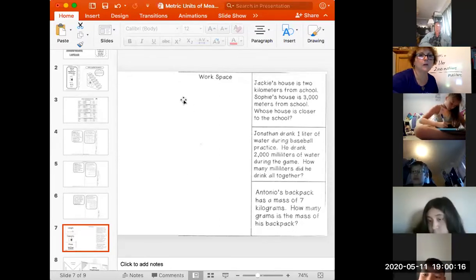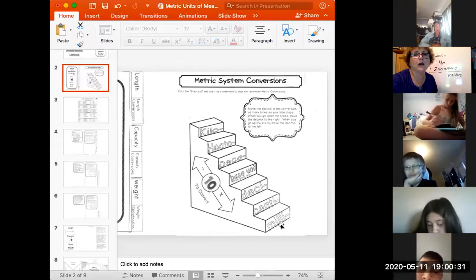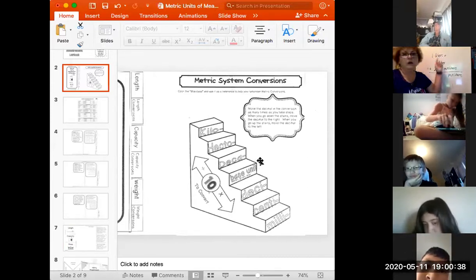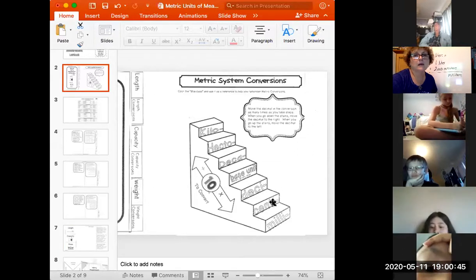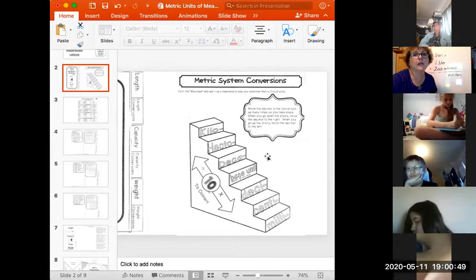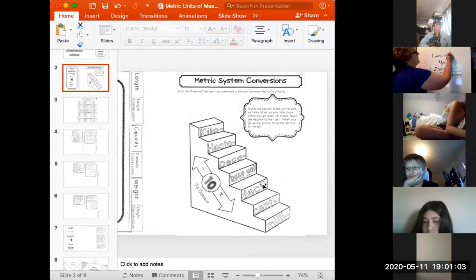Remember back up here at the top where we were talking about this part? If you're here at liter, this is your base unit, liter. Deca would mean 10 of them would equal one of these. Centi liter would mean it'd take 100 of them to equal one of the base unit. And milliliter means it takes how many to equal one of the base unit? 1,000. Yes, 1,000 milliliters.